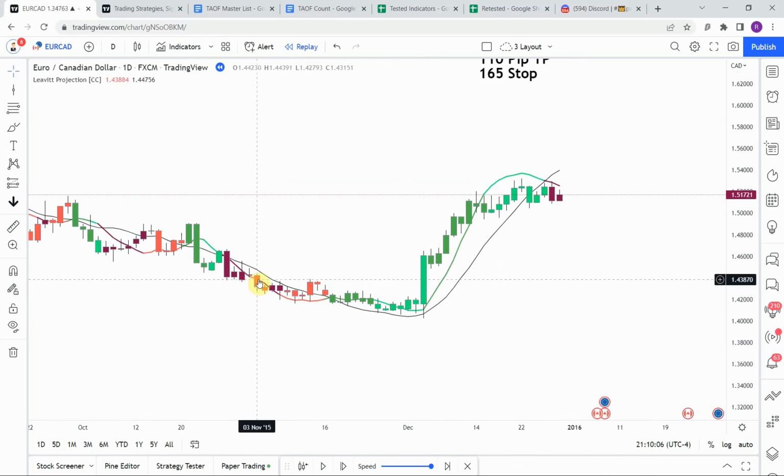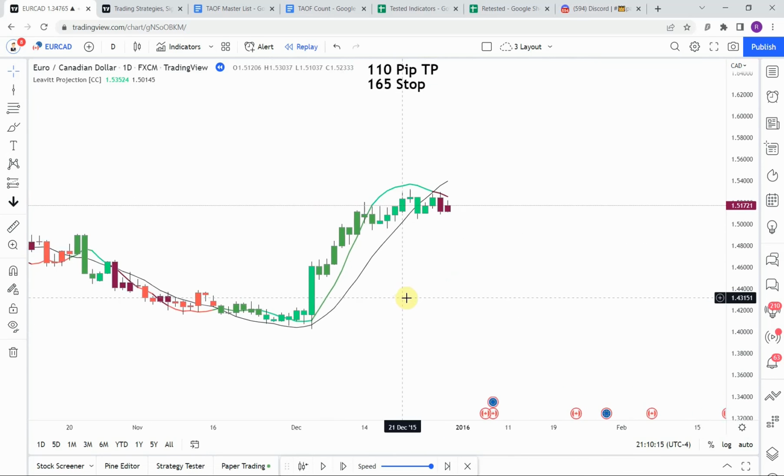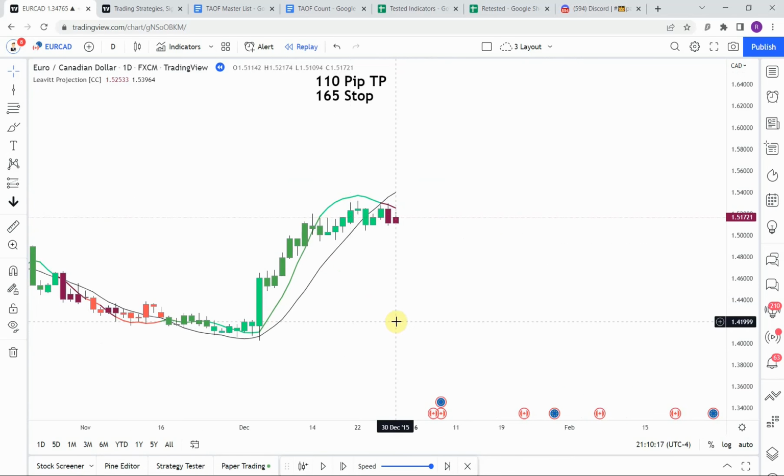We're looking for the red and the light green bars. When we get a red bar, we're going to go short. When we get a light green bar, we're going to go long. Let's go ahead and get on with the testing and see what we can get out of it.